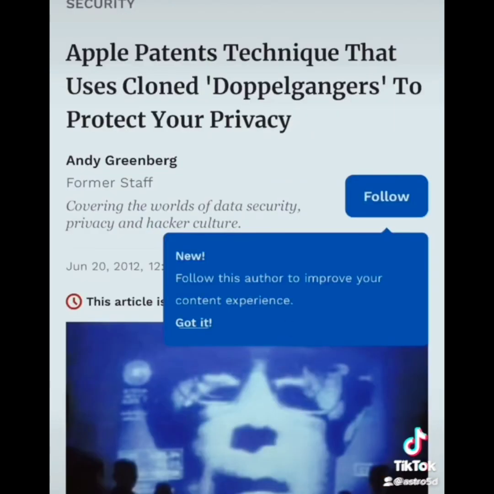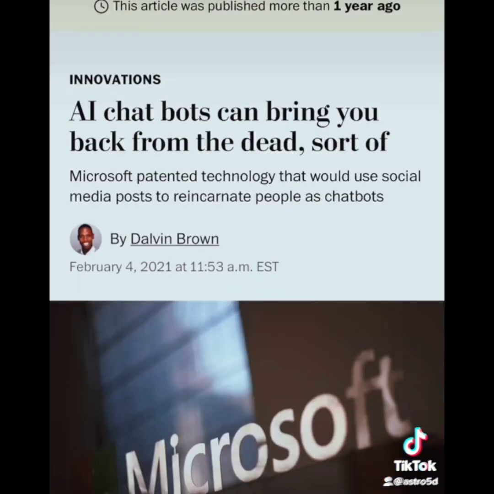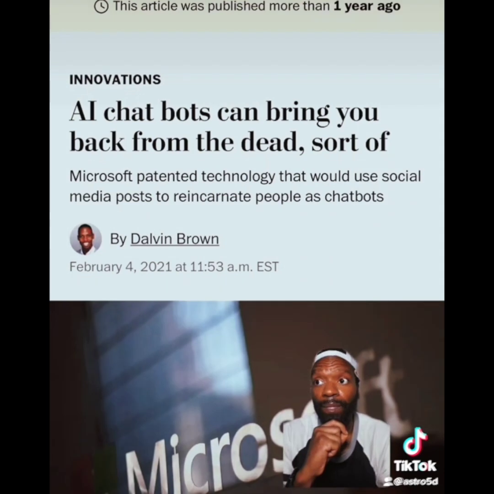I found this intriguing. Apple patents technique that use clones, doppelgangers to protect your privacy. And that was in 2012. Chatbots can bring you back from the dead, sort of. Microsoft patent technology that would use social media posts to reincarnate people as chatbots. Yeah, I said what you think it said.